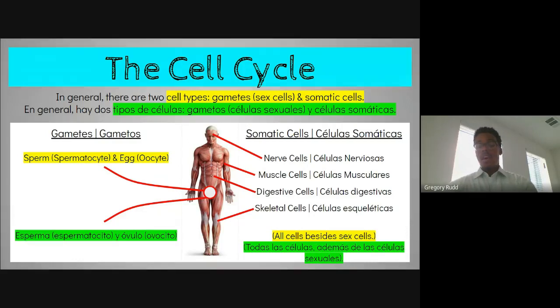Your somatic cells are all cells besides those two sex cells. Nerve cells, muscle cells, digestive cells, skeletal cells, these are all somatic cells. The word somatic means body. When we see the prefix soma, S-O-M-A, that means body. That can help you keep in mind that somatic cells are throughout your body. They're everything except for the two types of sex cells.